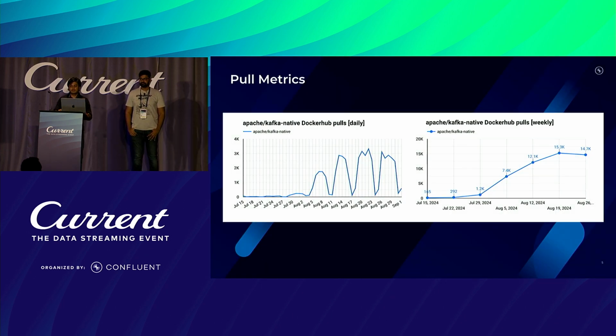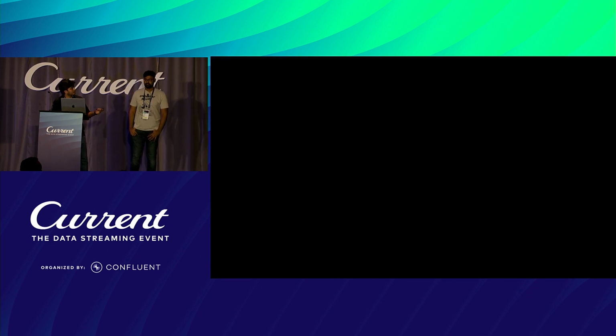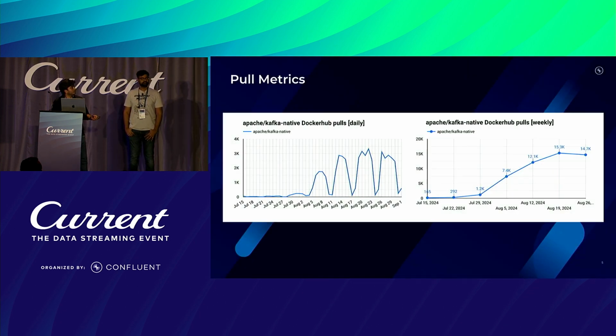Before we dig into the internals of the Docker image, let's look at some adoption metrics. Here we have two numbers: the daily pulls of the Docker image and the weekly pulls. The Apache Kafka native Docker image was released at the end of July. And within a single month, you can see that the number of daily pulls has increased to more than 3,000. And similarly, the weekly pulls are touching 15,000. So this shows an exponential increase in the adoption of this Docker image and gives us the confidence that people are liking it.